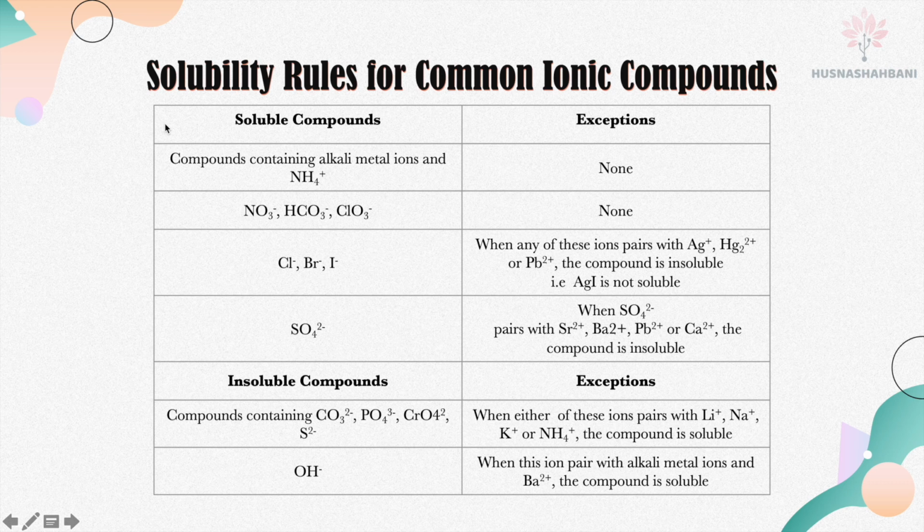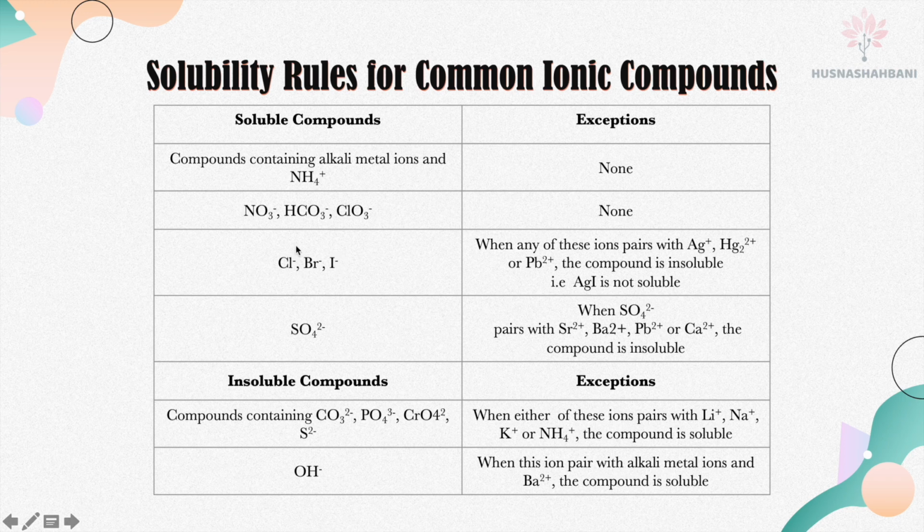Solubility rules for common ionic compounds. Soluble compounds are compounds containing alkali metal ions and NH4+. There is no exception for alkali metal ions and NH4+. NO3-, HCO3-, ClO3-, all these compounds are soluble with no exception.